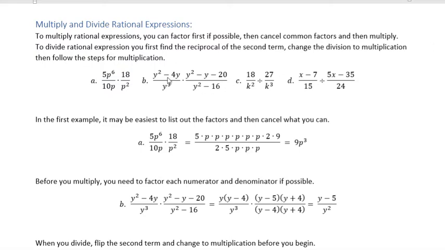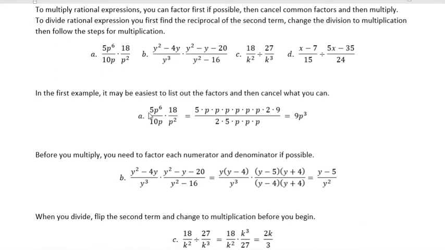So in the first example, example A, it may be easiest if you list out the factors, but that's not how I would do it. But maybe for you it is. I'm listing it out. I probably would not do that. But if I listed out the 5 and 6 different p's and then 18, I say is 2 times 9. I said 2 times 9 because I could see a common factor of 2 between 18 and 10. And then 10 I listed 2 times 5, and then the first p and then 2 more p's that were on the bottom. And then I can cancel out everything that I can.